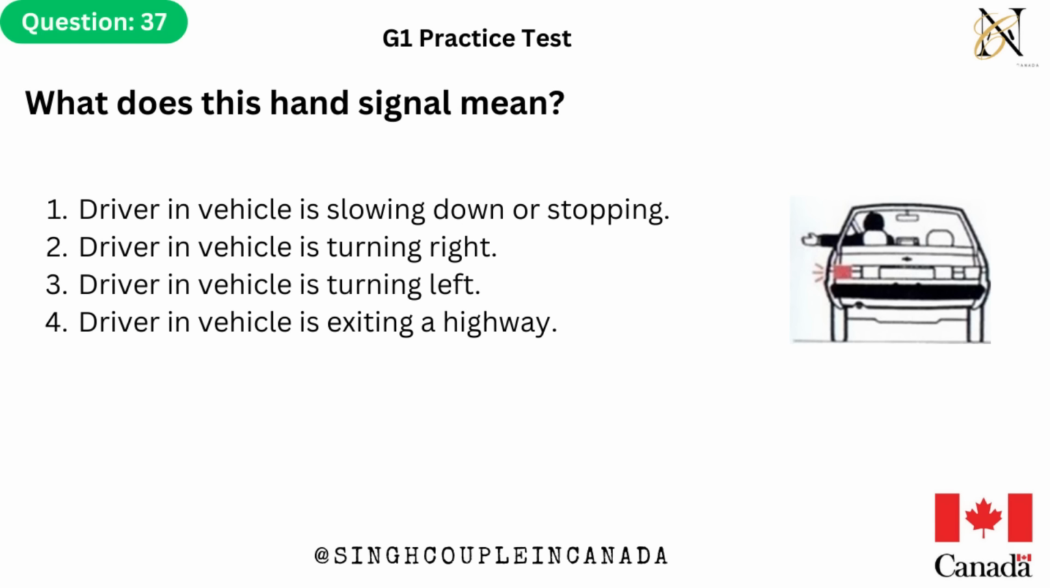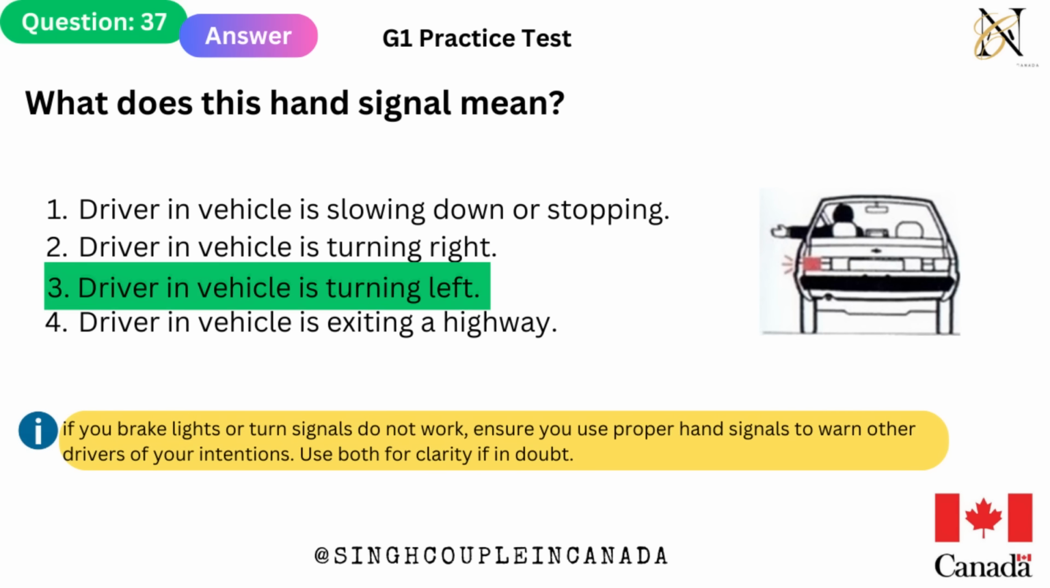What does this hand signal mean? 1. Driver and vehicle is slowing down or stopping. 2. Driver and vehicle is turning right. 3. Driver and vehicle is turning left. 4. Driver and vehicle is exiting a highway. The answer is 3. Driver and vehicle is turning left. If your brake lights or turn signals do not work, ensure you use proper hand signals to warn other drivers of your intentions. Use both for clarity if in doubt.